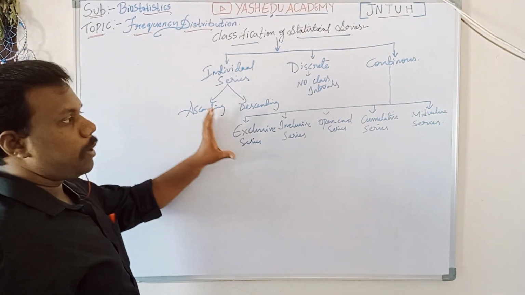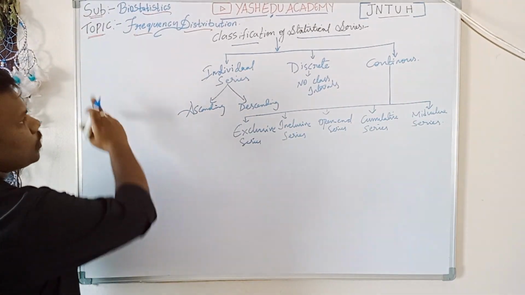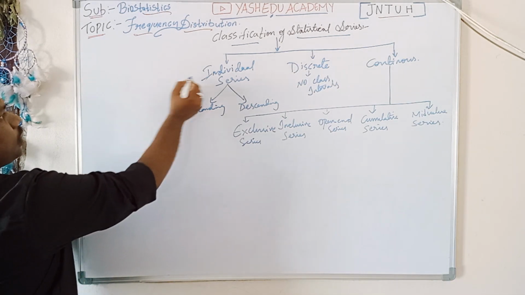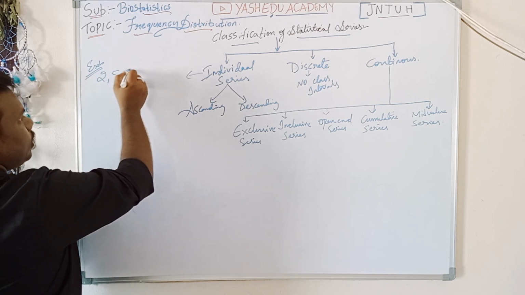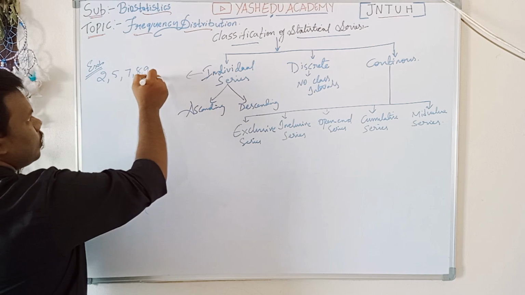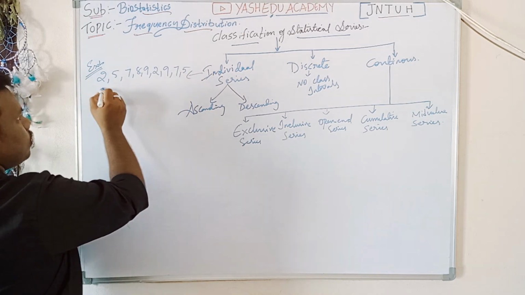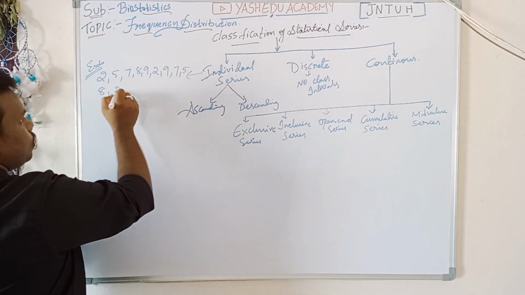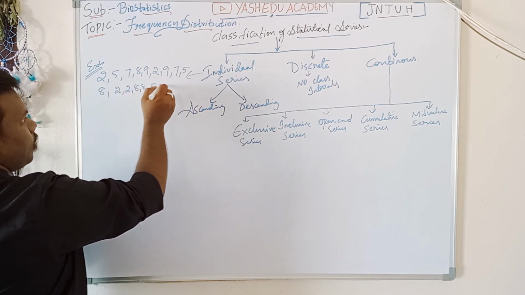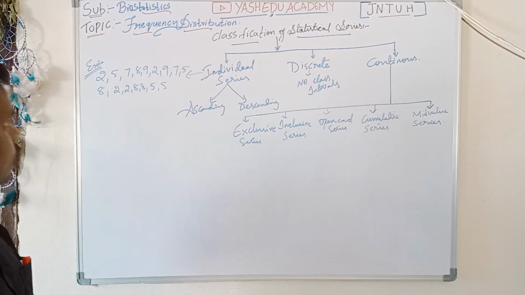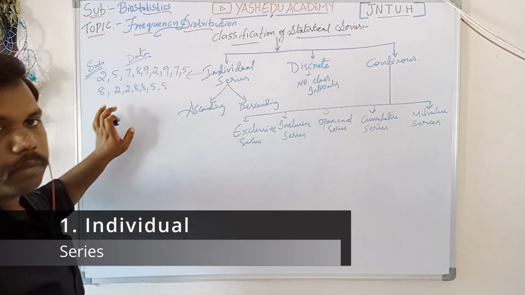Now to study them in depth, I'll give a raw data. For the individual series, for example: 2, 5, 7, 8, 9, 2, 9, 7, 5, 8, 2, 8, 8, 5, 5. So now this is my data. This is my individual data.